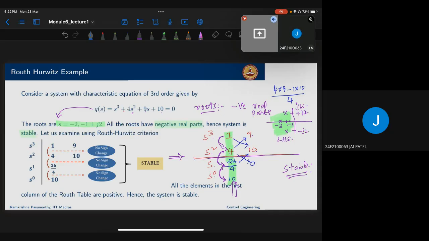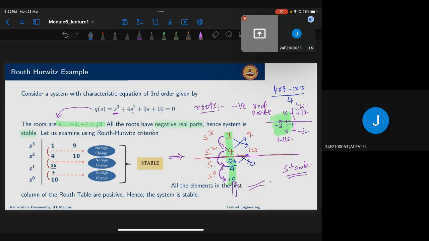The RH criteria has its advantages when the polynomial order is more than 4, 5, etc. We cannot find the roots manually, yes or no? Unless we use computers to calculate the roots. But simply by forming this table, we can determine the stability. Am I correct? Yes or no? Any queries here? Any doubts?